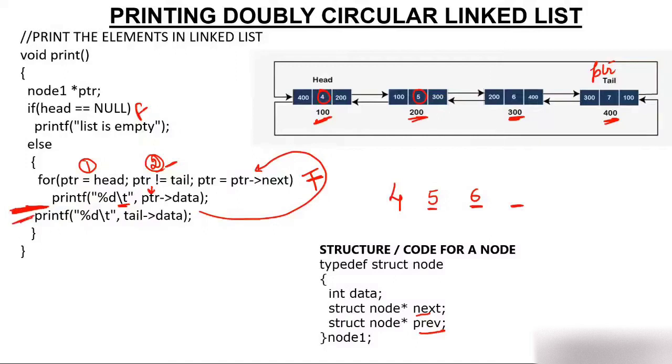Now the next line is to print the tail data. What is tail data? 7. So I'll print 7. So finally I've printed 4, 5, 6 and 7.